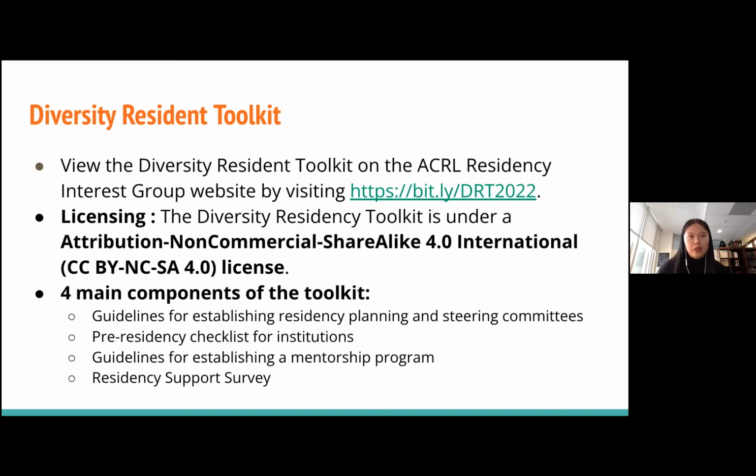So the first one is guidelines for establishing residency planning and steering committees. The second component is a pre-residency checklist for institutions. The third component is guidelines for establishing a mentorship program. And the last component is a residency support survey. So we're going to go through each of those 4 components in more detail, and I'm going to pass it over to Mallory to talk about committees.